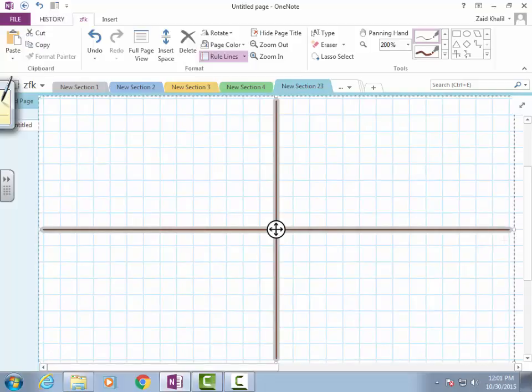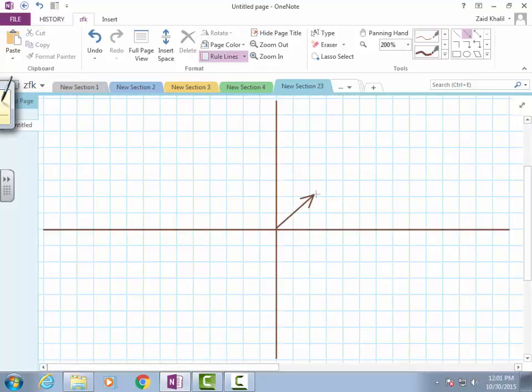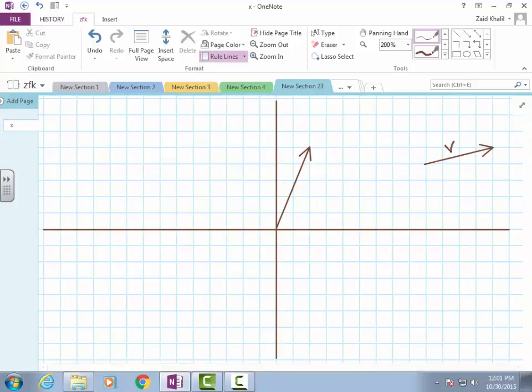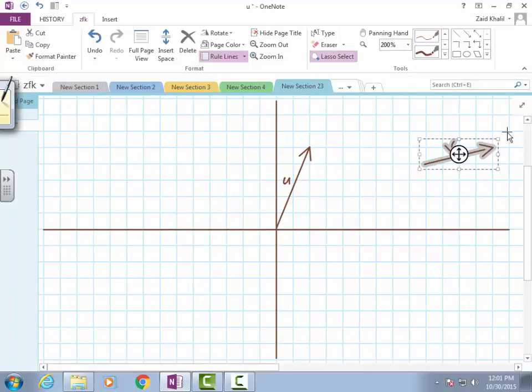So now let's take two vectors. Let's take u and let's take v. So what is u plus v? Find u plus v. I translate v, so I'll copy it, paste, and I can translate that.